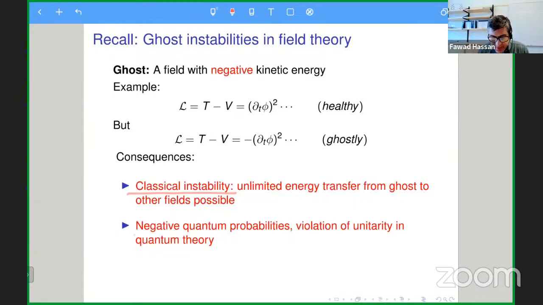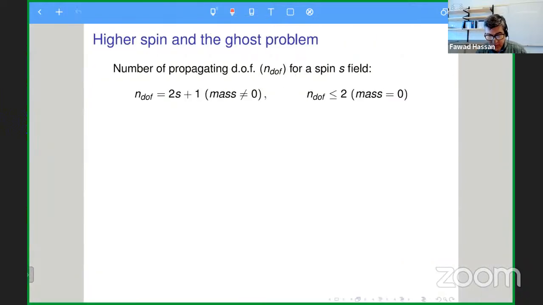And if you quantize these theories, then you will end up with negative probabilities and violation of unitarity in the quantum theory, which is again unacceptable. So basically, we don't want to have theories with ghosts. Of course, there's a big dispute about this, whether these theories can be made reasonable or not. But in general, we start from this point of view that we do not want to have ghosts in field theories. And this is a very, very strong and important constraint on field theories.